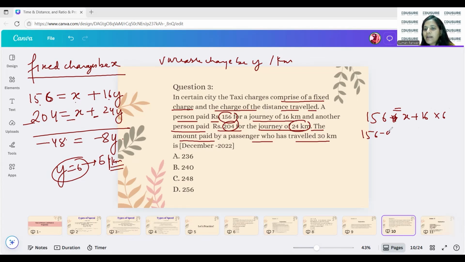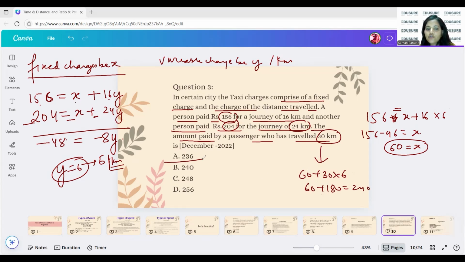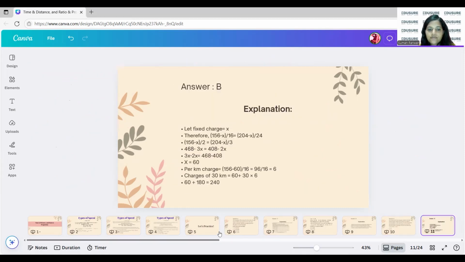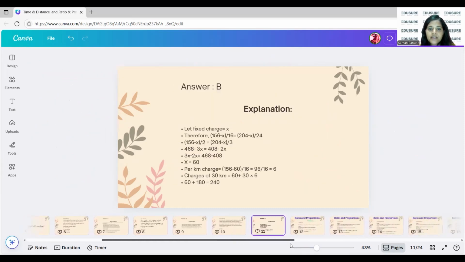So 156 minus 96 is equal to X. So 60 rupees is the fixed charge. So we want to find out the charge for 30 kilometers. For 30 kilometers, it will be fixed charge plus 30 into variable charge. So 60 plus 180, that is 240 rupees. So option number B should be the correct answer for this question. This is a question on simultaneous linear equations. Okay. Using the concept of speed, time, and distance.